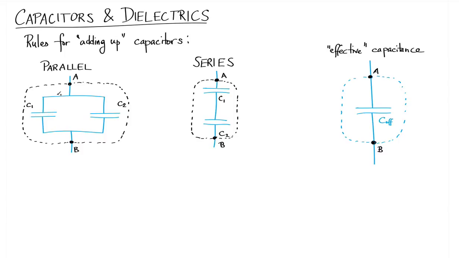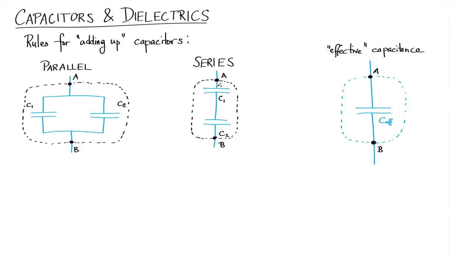Okay, and so what we can do is, in effect, replace. Imagine these capacitors were in a box. We could replace C1 and C2 by a single capacitor of some effective capacitance, and if we never looked inside the box, we would not be able to know whether we had a combination of C1 and C2 or just a single capacitor C effective.